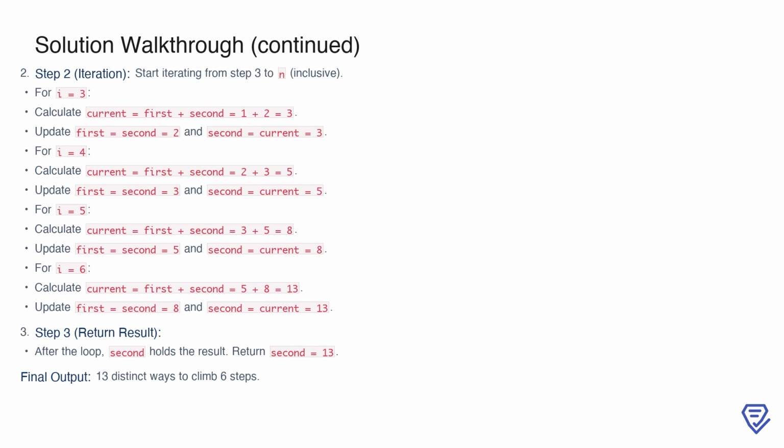We update first to 2 and second to 3. For step 4, current becomes 2 plus 3, giving us 5. We then update first to 3 and second to 5. For step 5, we calculate current as 3 plus 5, which equals 8.